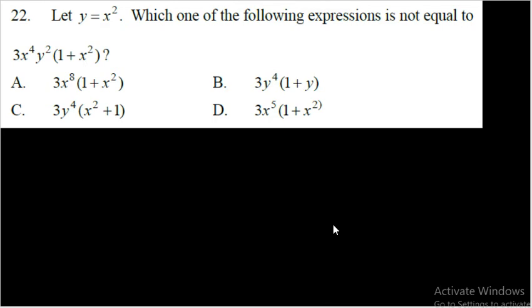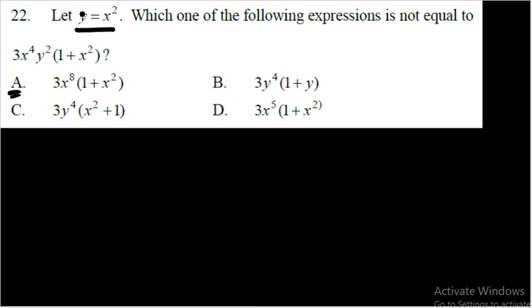Next question, let y is equal to x squared, it says. y is equal to x squared. Which one of the following expressions is not equal to 3x to the power of 4 y squared in bracket 1 plus x squared? So see the choices first. The first choice A, it contains all x. The C, it contains y and x, and B, it contains all y.